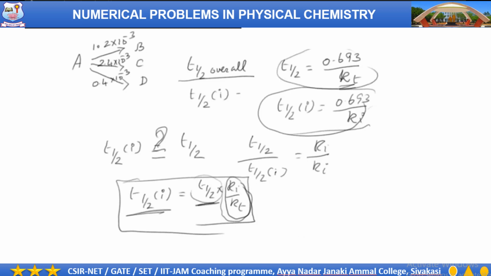Therefore, what is given in the problem? If individual values are given, you can calculate individually. Instead, if overall T half is given and the fraction of the mode is given, go by this equation. Therefore, either of these can be used. Take down that problem for the first order.